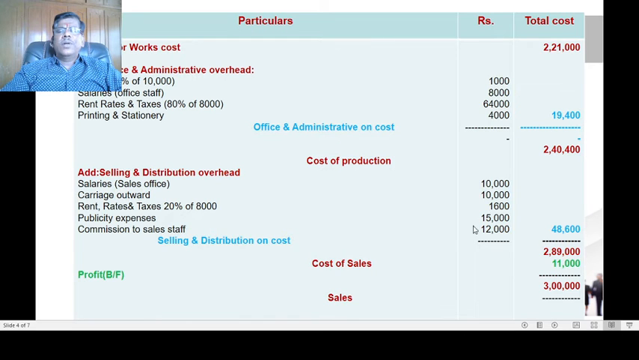Here 6,400 is charged to the office and administrative overhead. The remaining 1,600 is then apportioned to the selling and distribution overhead. Publicity expenses is also given. Publicity means it is nothing but advertisement.